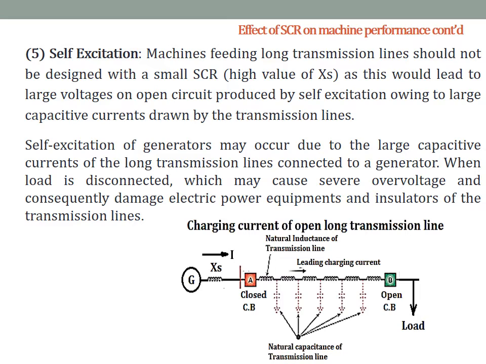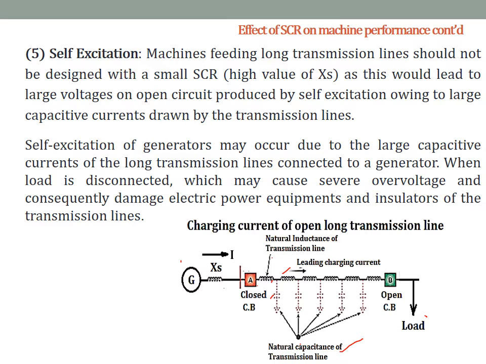Now coming to self excitation. You can see here, this is the machine, the generator. This is a long transmission line. This is the circuit breaker, this is also a circuit breaker, and this is the load. The entire transmission line is represented with inductance and capacitance. These are the virtual capacitors, and these are the line inductance, the natural inductance of the transmission line. This is the natural capacitance of the transmission line, between line and ground.